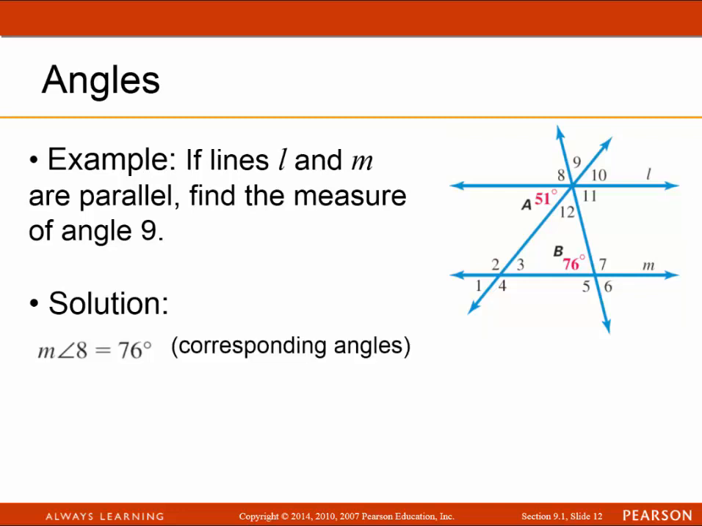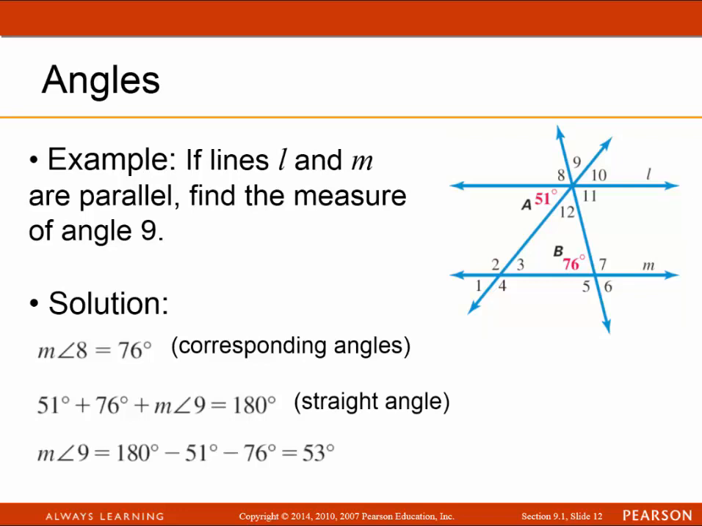angles. Now the next thing that we're going to do is use the information that angle A, angle 8 and angle 9 form a straight angle. So the measure of angle 9 plus the measure of angle 8 plus the measure of angle A all have to equal 180 degrees, and that's a straight angle. So now we're going to go ahead and solve for the measure of angle 9, and we actually get that it's equal to 53 degrees.